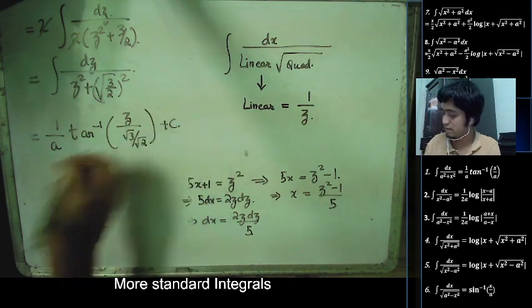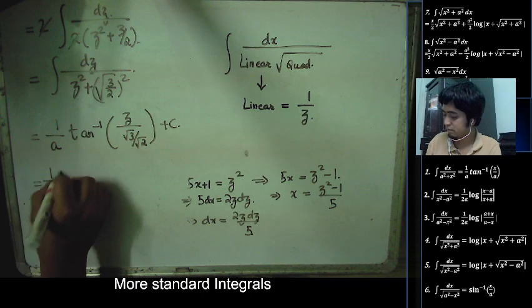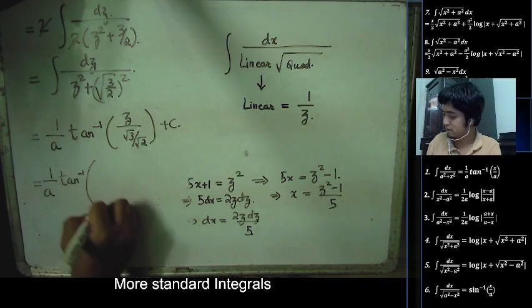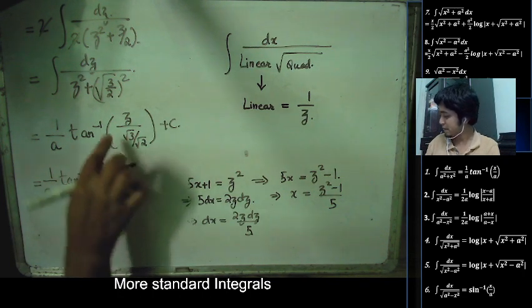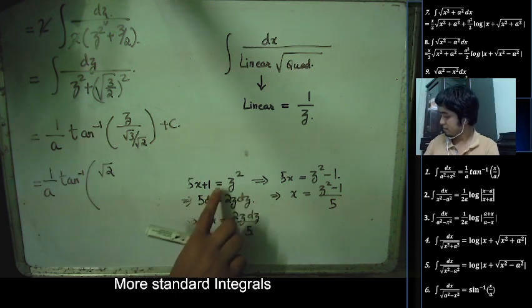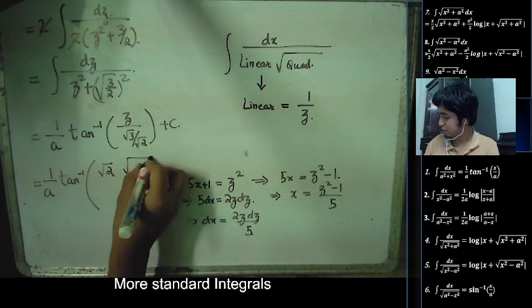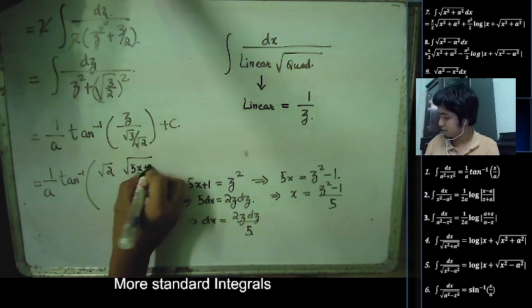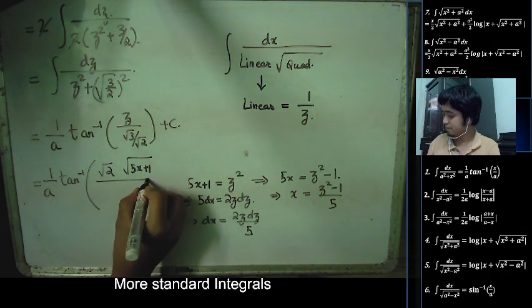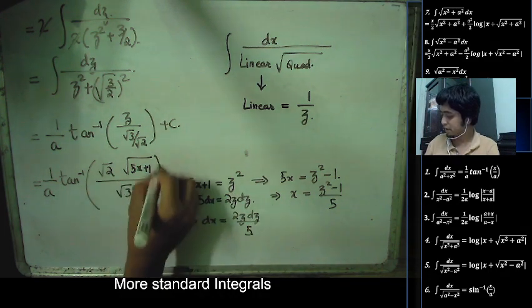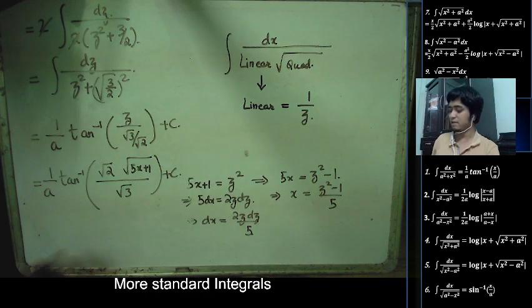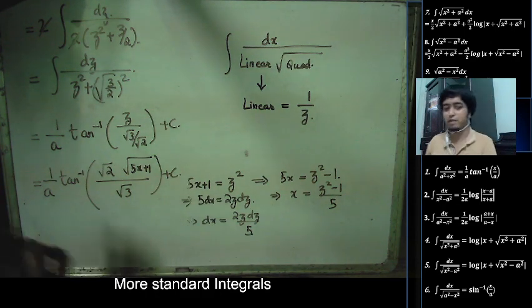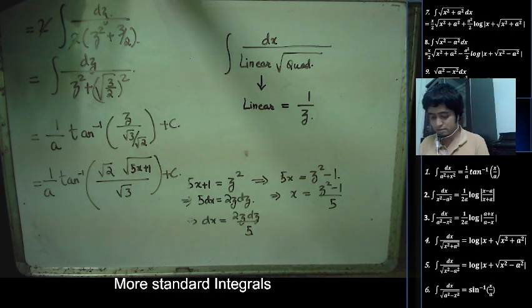Okay, plus c tan inverse root 2 and z. Okay, it is actually root 5x plus 1. Okay, because you need only z upon root 3 plus c. Okay, so this is the final answer. Okay, for that first, for type 3.